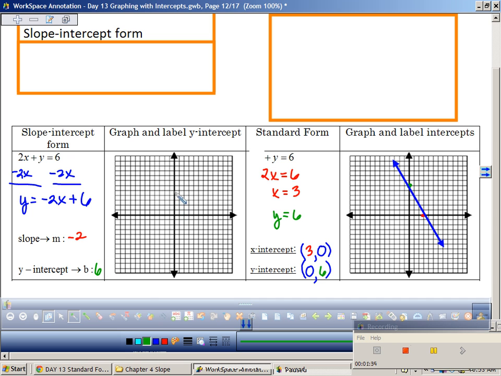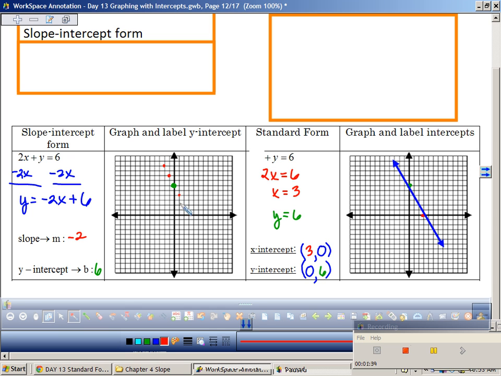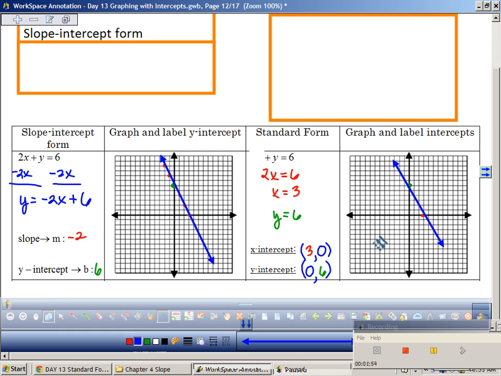So I'd go up 6. And my slope is down 2 over 1. Down 2 over 1. Draw my line. Same line. It's the same problem, two different ways of doing it. Which one do you like better? I told you you would like this one better, right? But sometimes this one's easier.